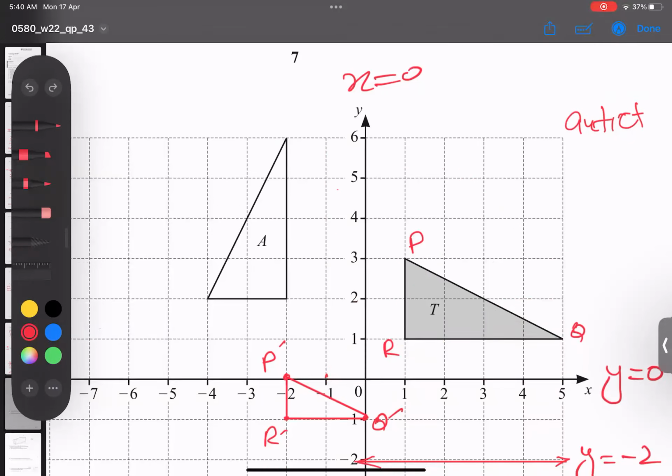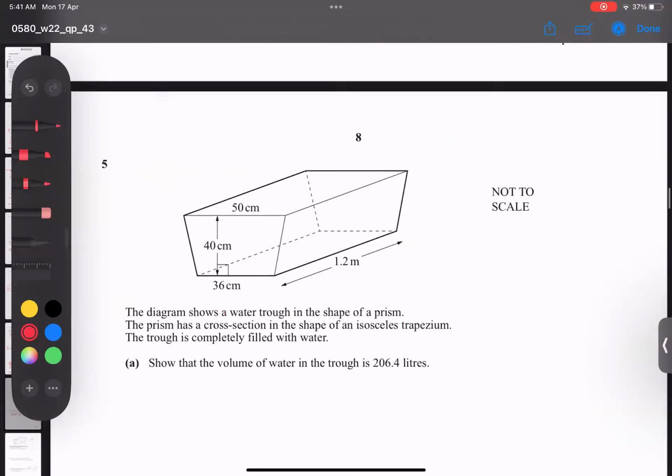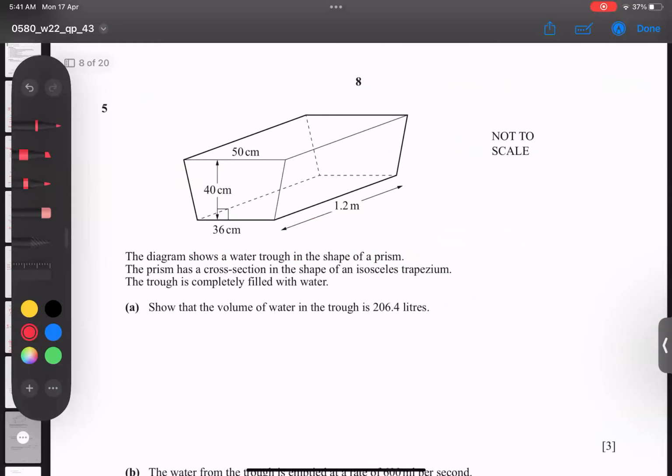So for the center, now I can write it simply. It is a rotation, -90 anti-clockwise. Center what? X is -1, Y is 0. I hope this part is also clear. And let's go for the next question, question number 5.